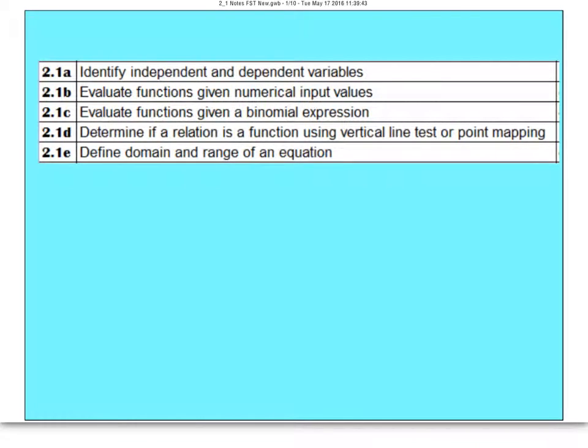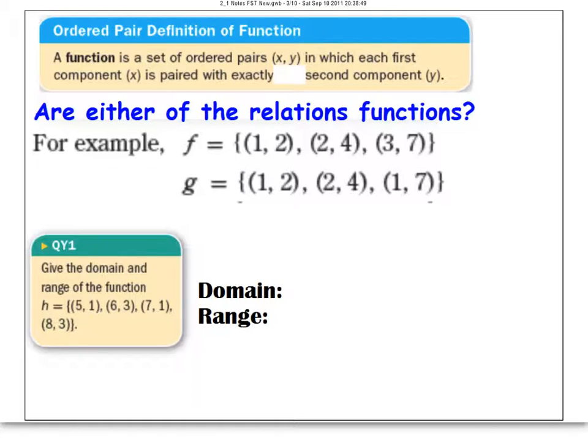Now let's look at learning objectives D and E, where we're going to determine if a relation is a function using either mapping or a vertical line test, and then we'll talk about domains and ranges of particular equations. So let's first just look at a relation. These two are both considered relations because they're just sets of ordered pairs. And let's talk about how can we tell if a relation is a function.